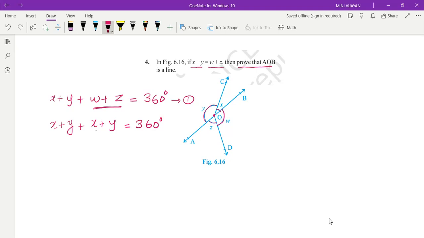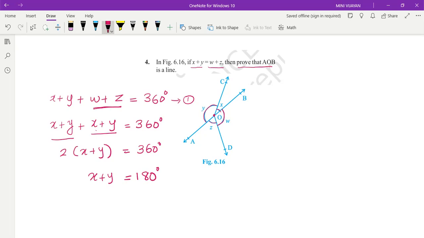Now what? How many x plus y's are here? X plus y plus x plus y, we can write this as 2 times x plus y. 2 times x plus y will be 360 degrees. And what is the measure of x plus y now? X plus y is equal to 180. So we have to prove that x plus y is equal to 180.